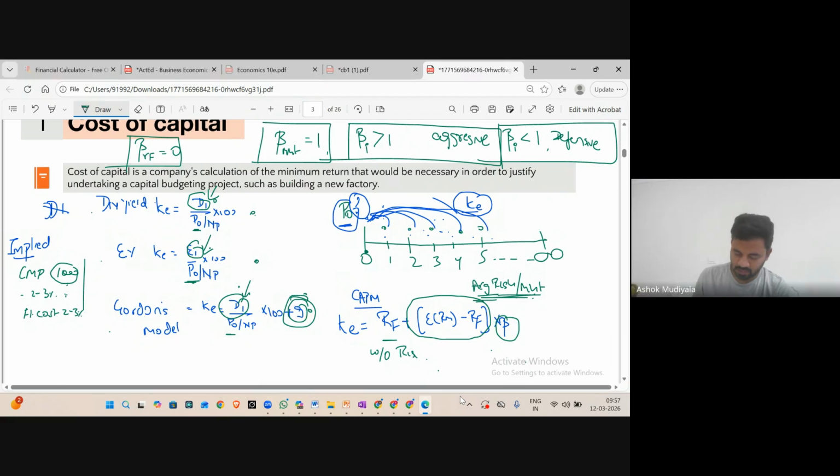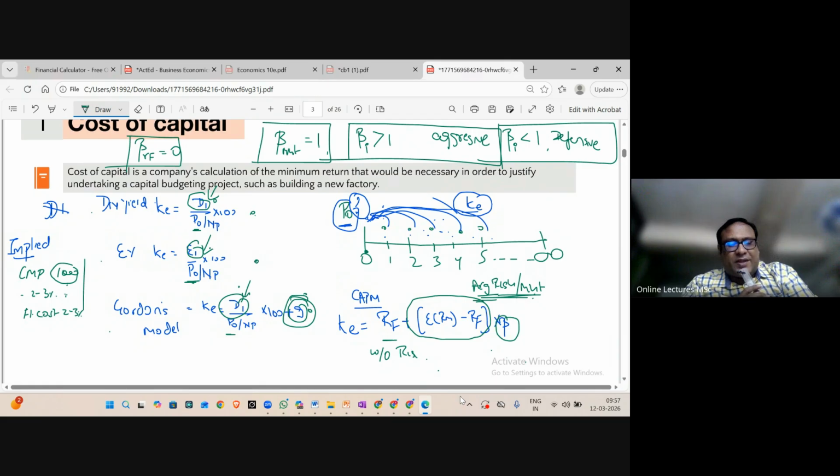Gordon says cost of equity equals D1 divided by P0, or net proceeds, into 100. So that becomes the dividend yield, correct? Then you add the growth. Growth can be understood as capital gain yield, or growth in the earnings or profit, growth in dividends or earnings. Okay.